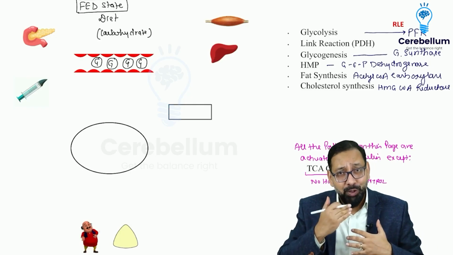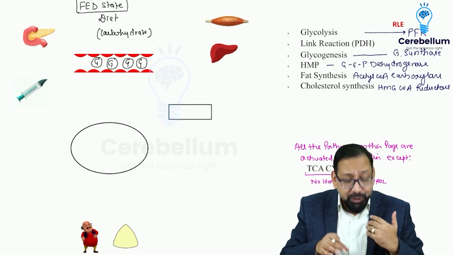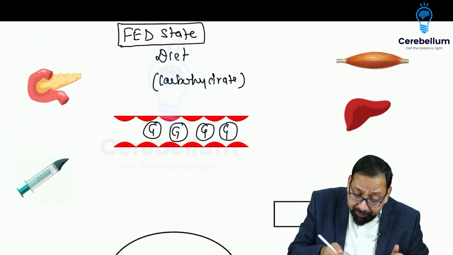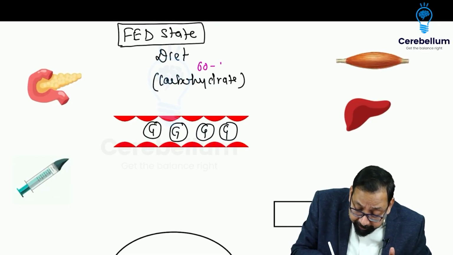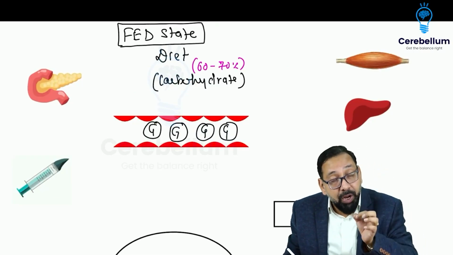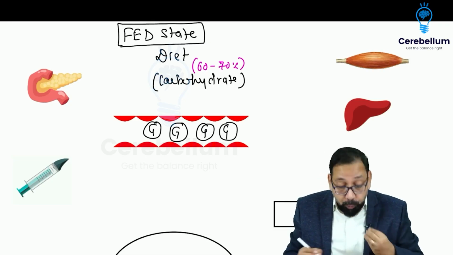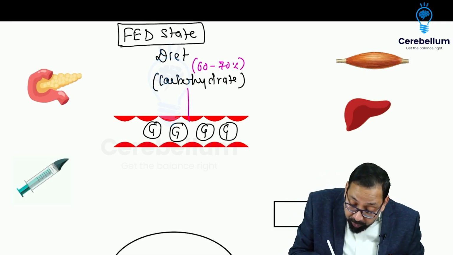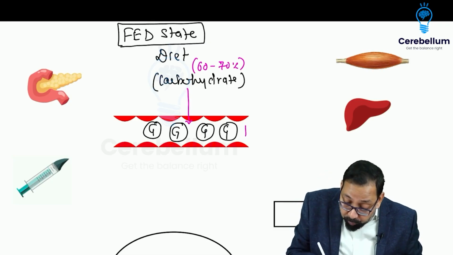Suppose I took food, and when we take food, approximately 60-70% of our diet is carbohydrate. When I take food, blood glucose will increase. The carbohydrate prototype is glucose, so glucose will increase.